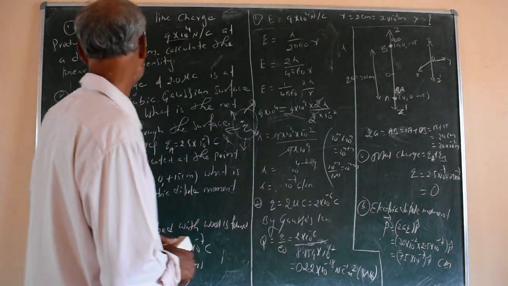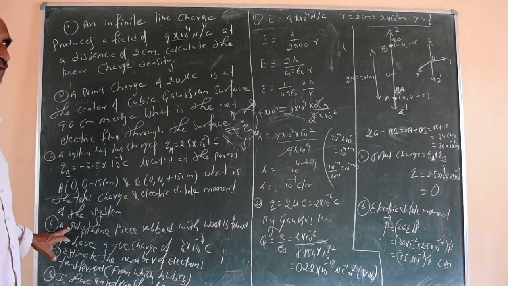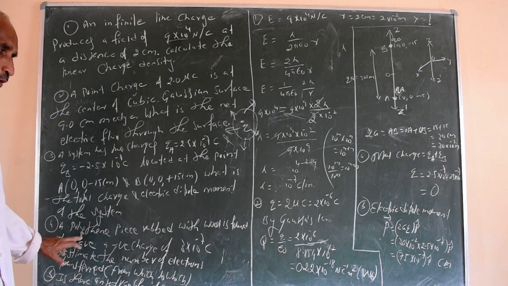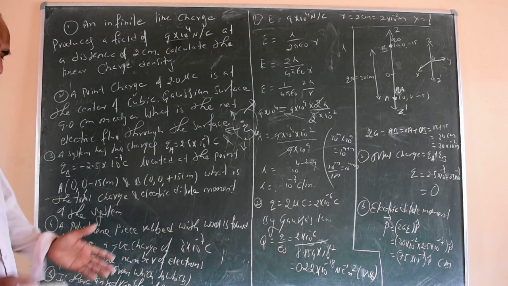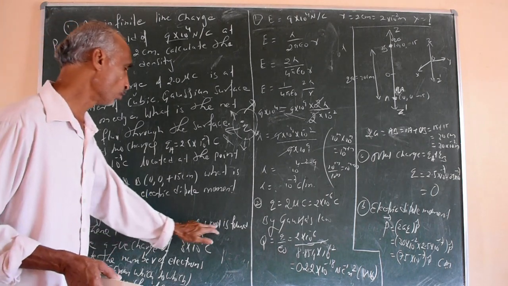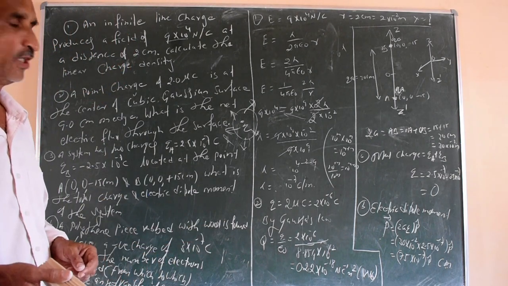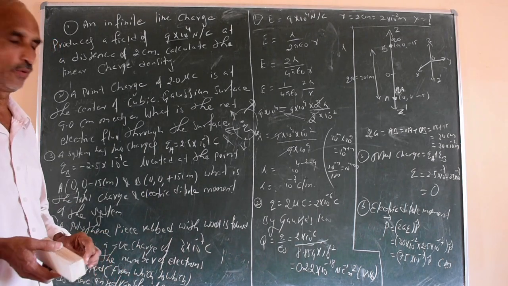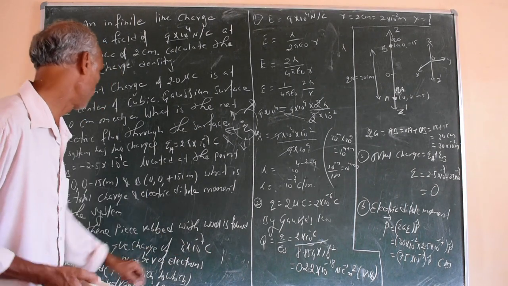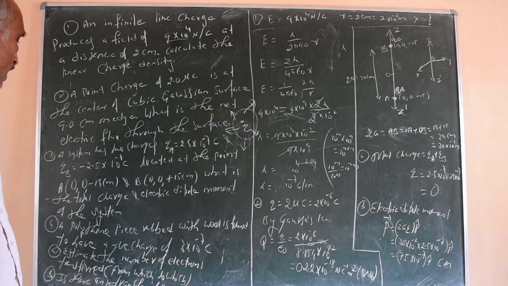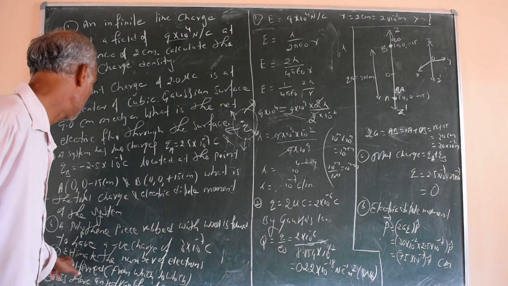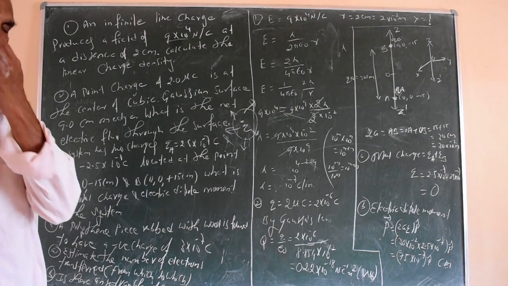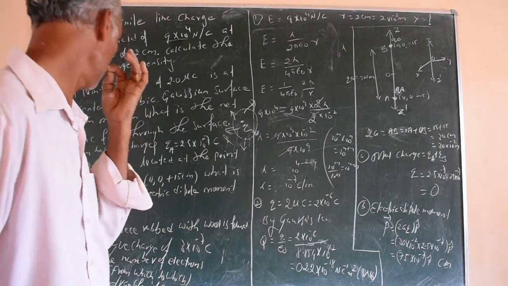And the third problem: a polythene piece is rubbed with wool. Another piece of wool is taken, both are rubbed, and the polythene is found to have a negative charge. Means the polythene piece will have a negative charge of 3 into 10 raised to minus 7 coulomb. Estimate the number of electrons transferred. The first question: the number of electrons transferred from which to which. That is the question.